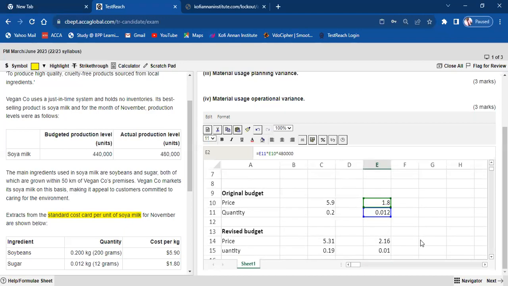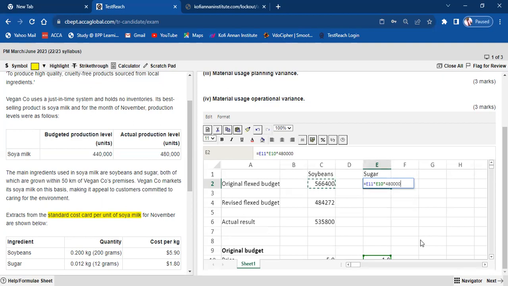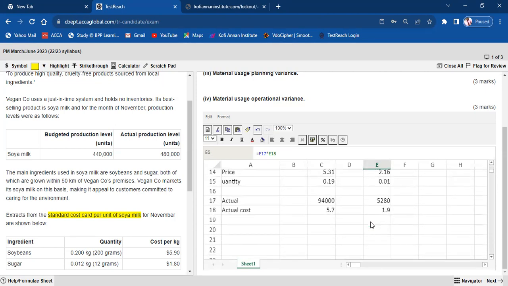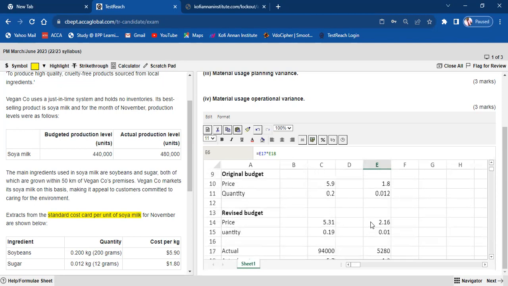Original. Budgeted to use 0.012 at a price of 1.8. Multiplied by 480,000 units. I'm using a computer to advantage. So here too, I'm going to Control C to copy, Control V to paste. I will Control C to copy, Control V to paste. It has automatically copied my numbers, my formula, because I've arranged them this way.